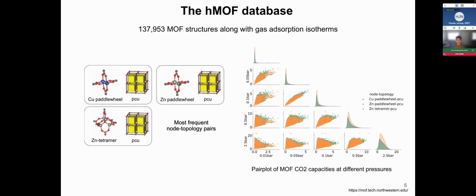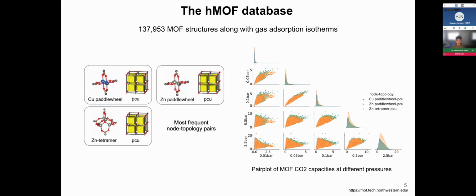The database that we worked with is called the hMOF database. Here, h means hypothetical. Essentially, it is a type of computational database with more than 137K MOF structures, along with gas adsorption isotherms. And if you look at the database, you'll find that there are three most frequent node topology pairs: the copper paddlewheel PCU, the zinc paddlewheel PCU, and zinc tetramer PCU. Those three node topology pairs constitute more than 70% of the entire database.